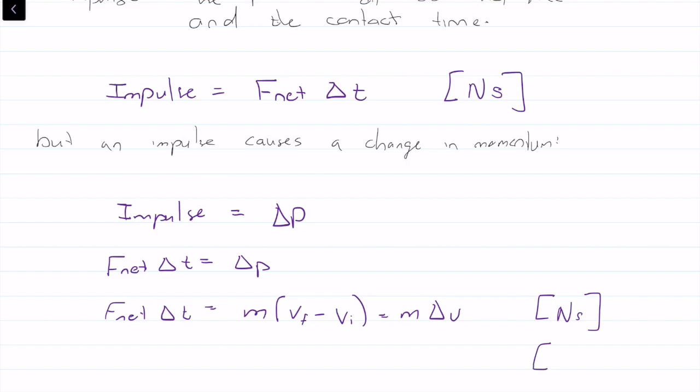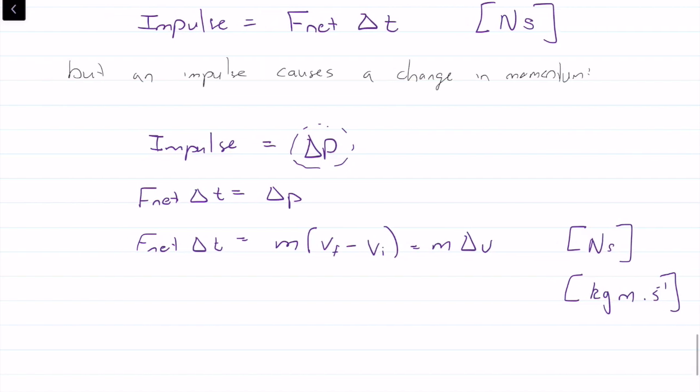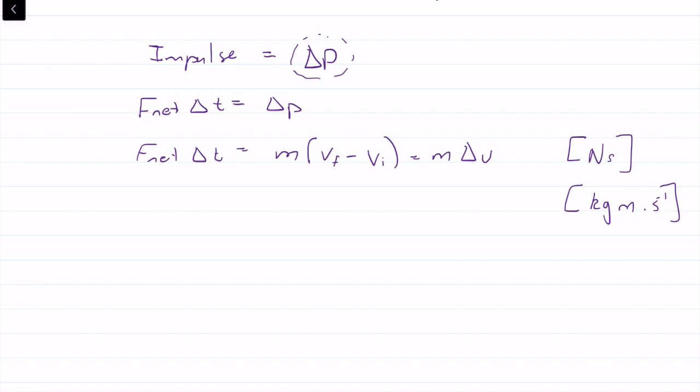An equivalent unit for Newton seconds comes from momentum. We know momentum has units of kilograms meters per second, so these two units are equal. Therefore, in terms of momentum, we can now define Newton seconds.